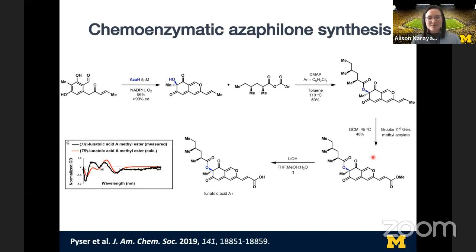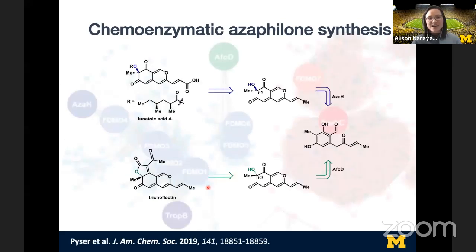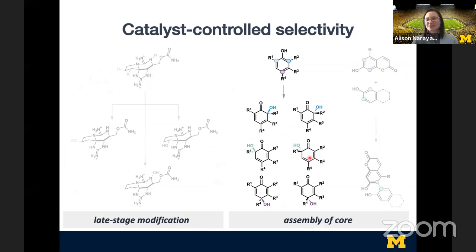Okay, so we can apply this to a number of different natural products in this class. And we determined that not all of these have been misassigned. For example, we can access lunativic acid, which was correctly reported in the literature, in order to demonstrate this strategy. And since then, Josh has gone on to make a number of other azaphilone natural products.